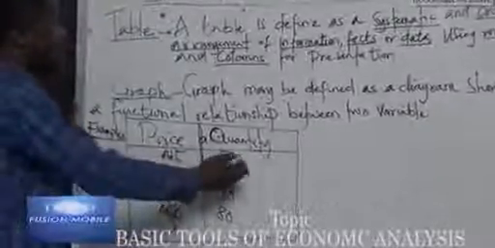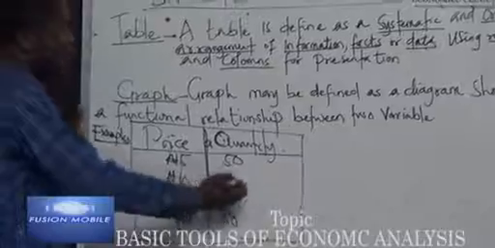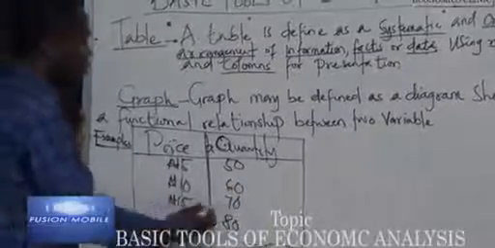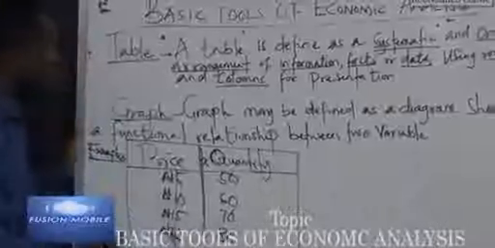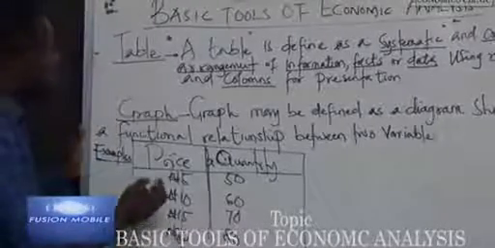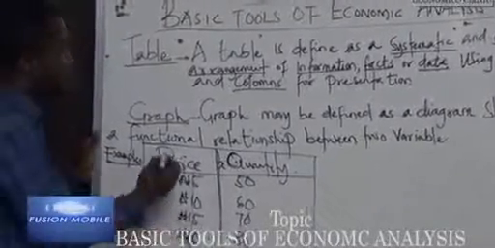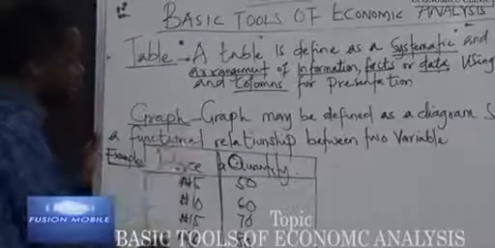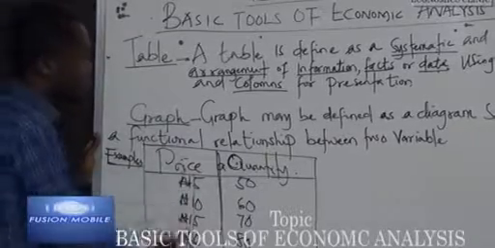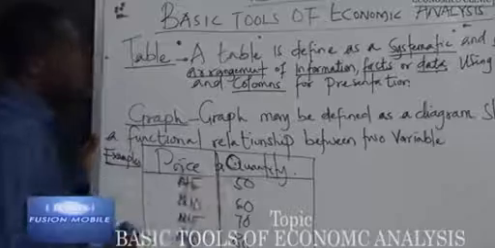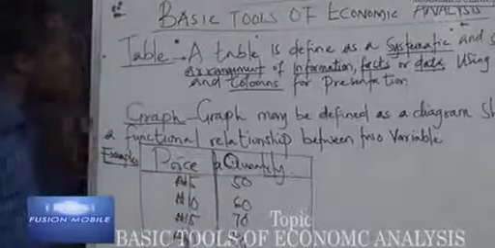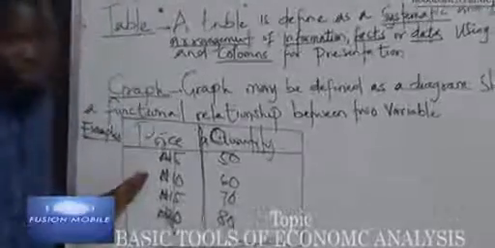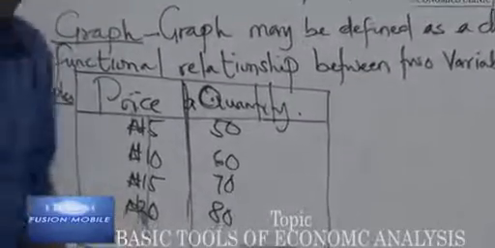Price 5 naira, 50 quantity, 10 naira, 60 quantity, 15 naira, 70 quantity, and 20 naira, 80 quantity. You can see that this information is arranged in lines, or columns and rows. The reason why this is prepared is for easy understanding, and you can see that this table is very simple.